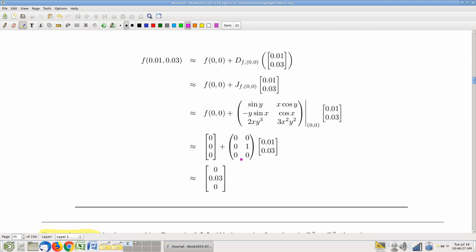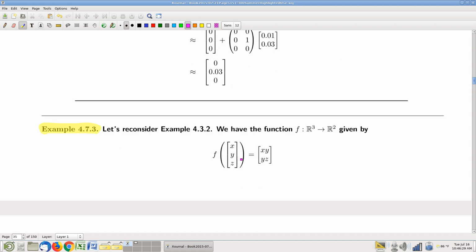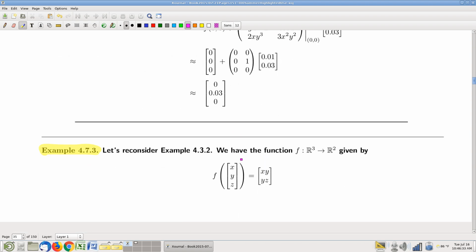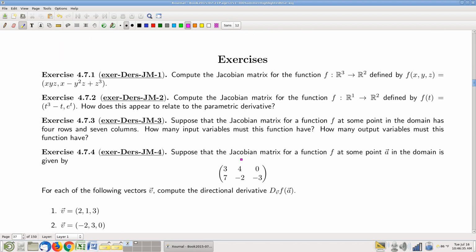I'm going to let y'all read the remaining examples here. They're not importantly different from what we just talked about.